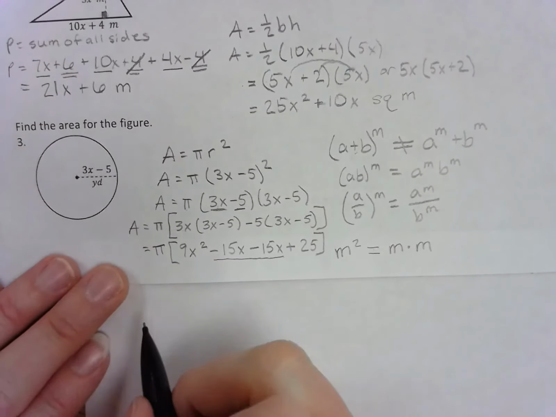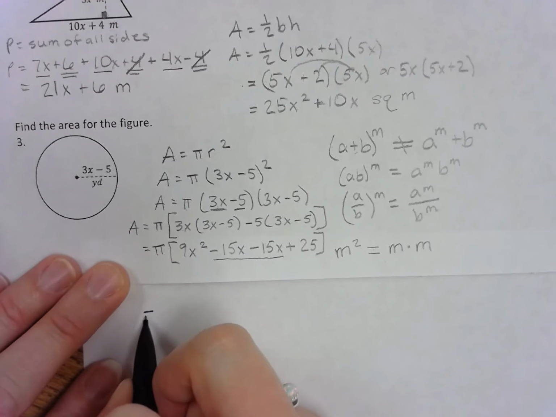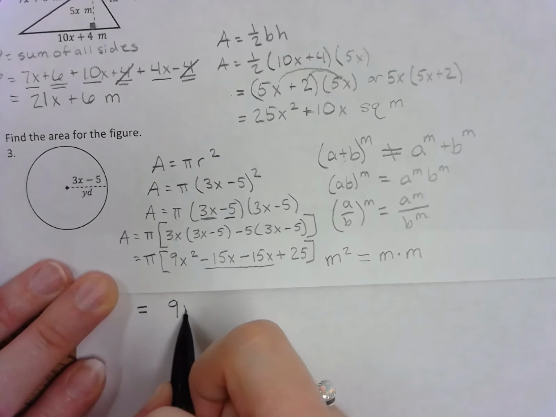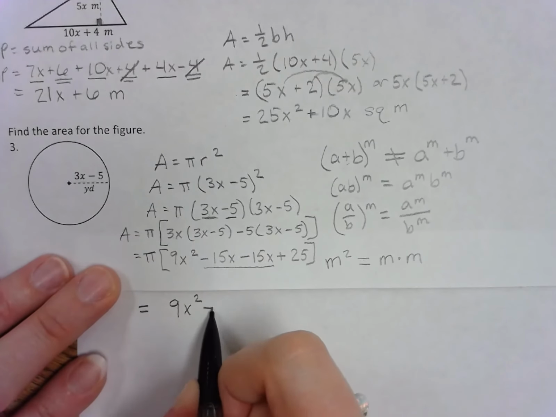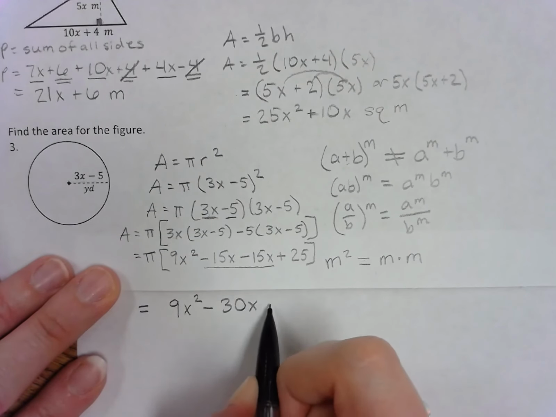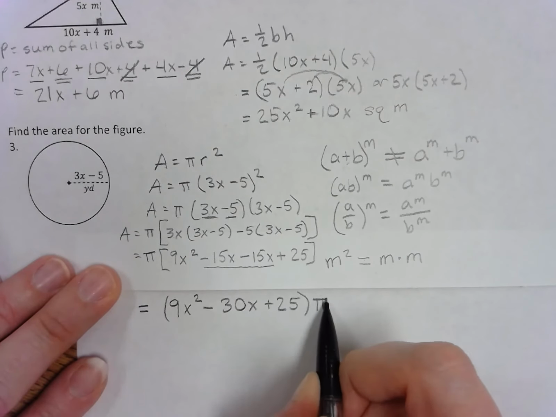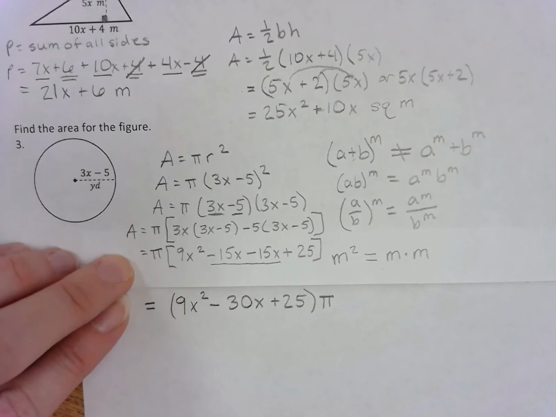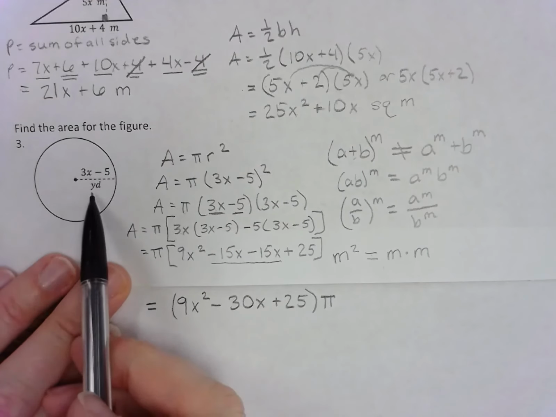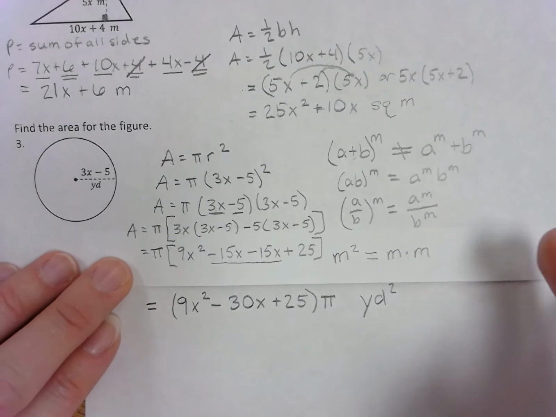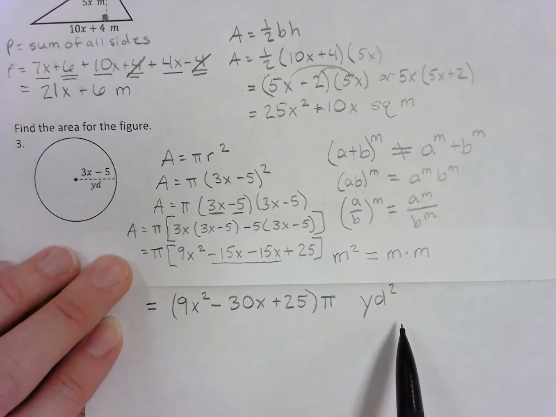So here we're going to bring down the pi, or rather, we can actually just stick the pi at the end if we want to write 9x squared minus 30x plus 25. It is acceptable just to move that pi to the end if it's bothering you at the beginning. Our units are in yards. Remember, we found the area, so it's square yards. This would be an acceptable answer.